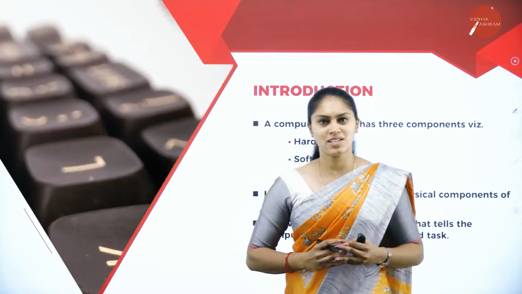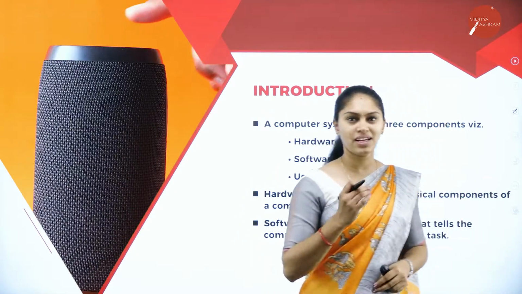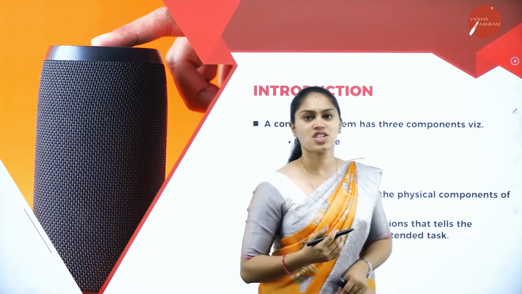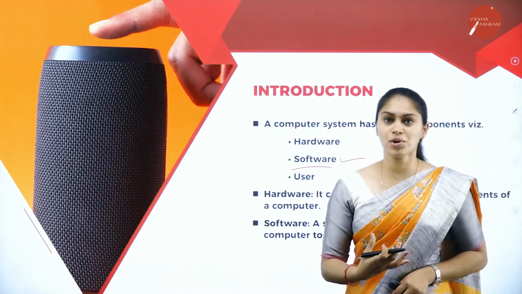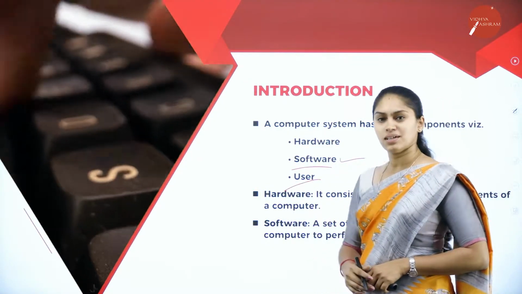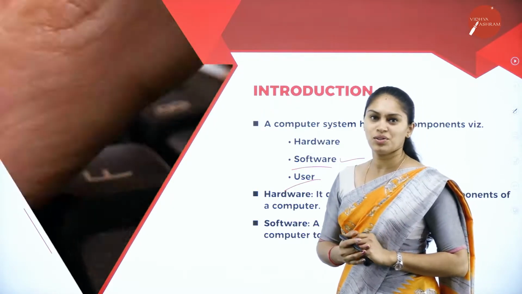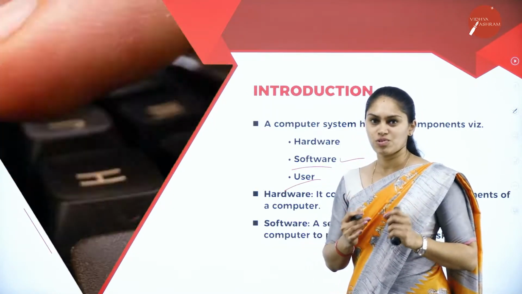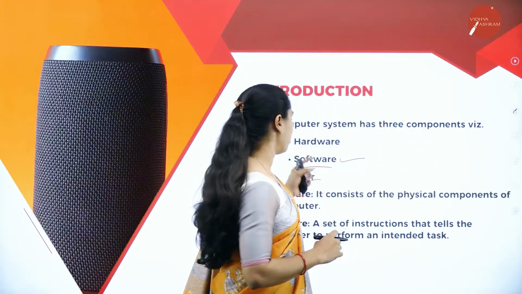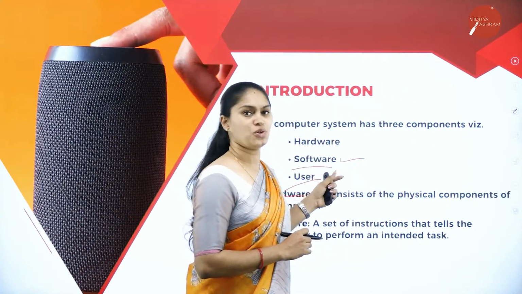And then what do you mean by software? Software is nothing but a set of instructions. That is a set of instructions that will assist the computer in order to do the work. Then who is a user? A person who is using the computer is termed a user. So here you can see that a computer comprises hardware, software, and a user.